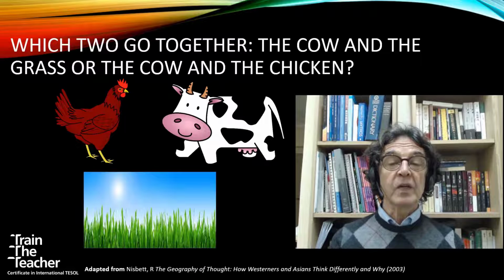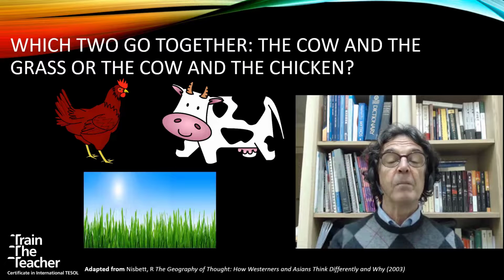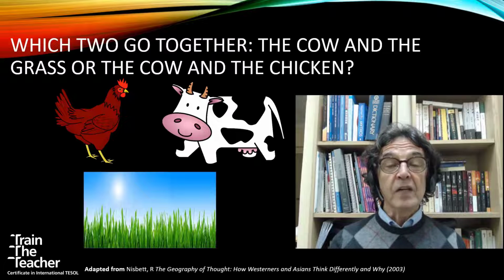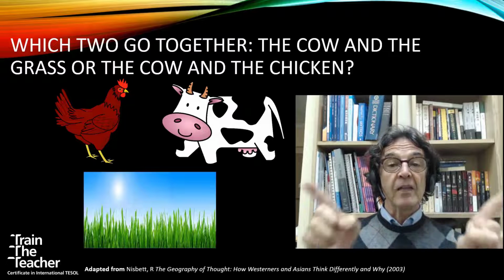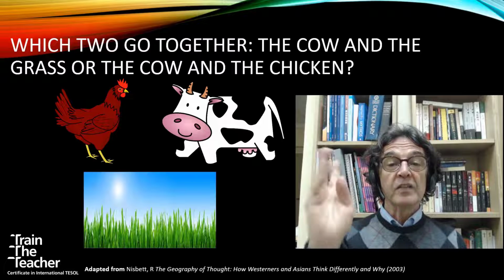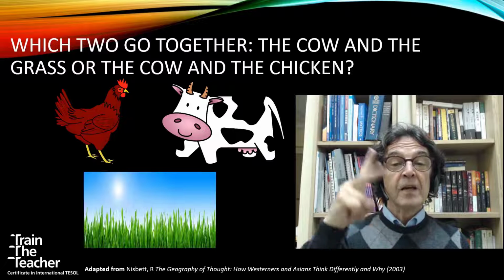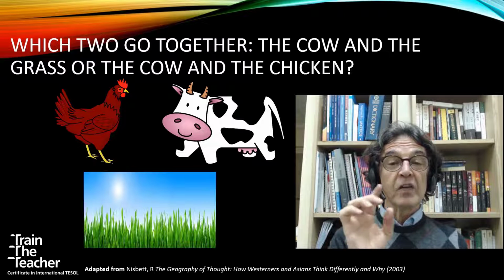In the picture, you can see a chicken, you can see some grass, and you can see a cow. What you need to do after I have counted to 3 is decide which 2 go together. Is it the chicken and the cow that go together, or is it the cow and the grass? Are you ready? 1, 2, 3. Okay, you've got your decision.